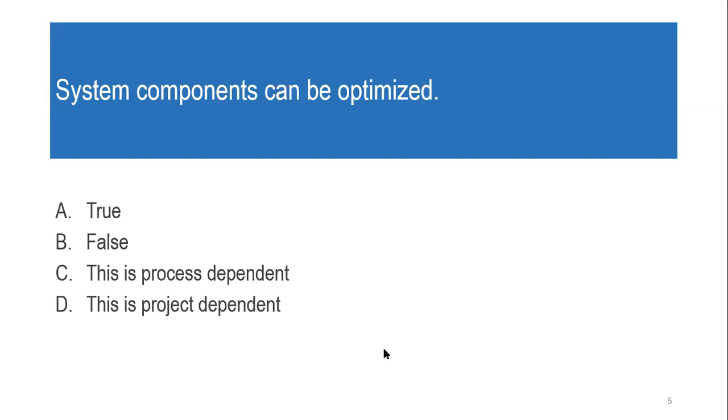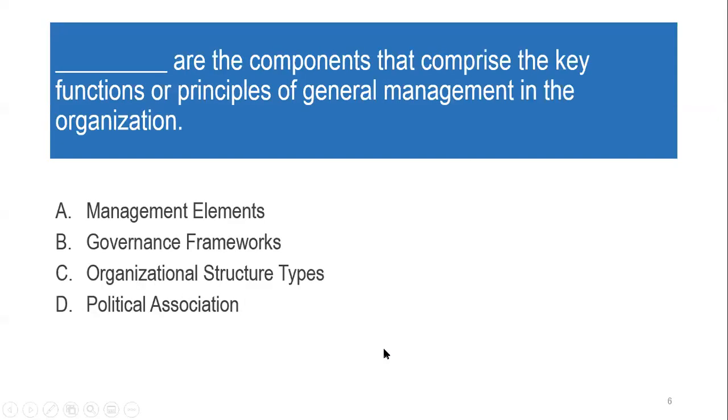And the answer to this is system components can indeed be optimized. You can optimize system components. Let's go to our next question. Dash are the components that comprise the key functions or principles of general management in the organization. So here, I'll give you another 15 seconds.